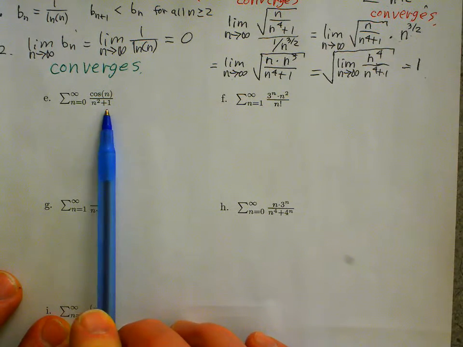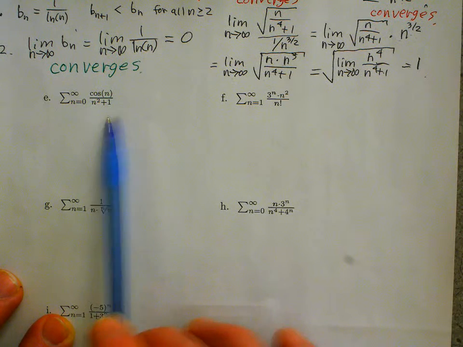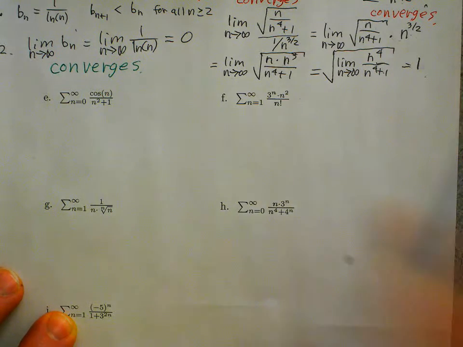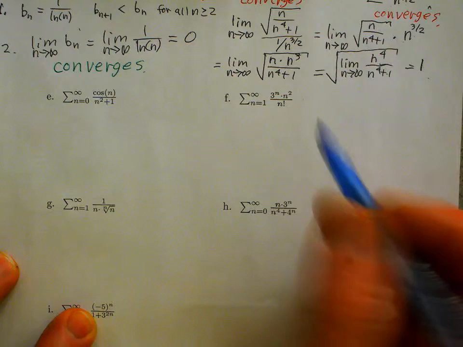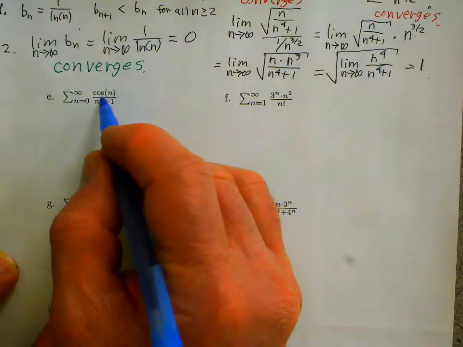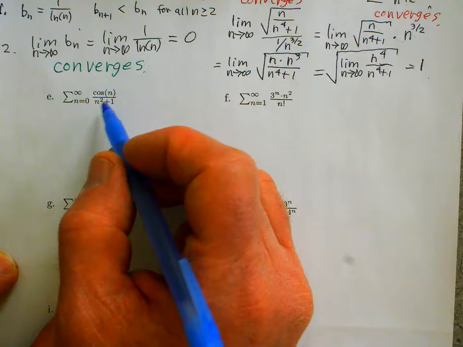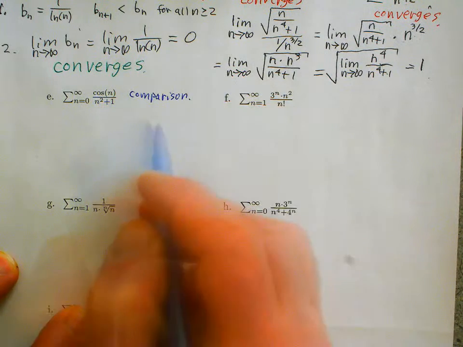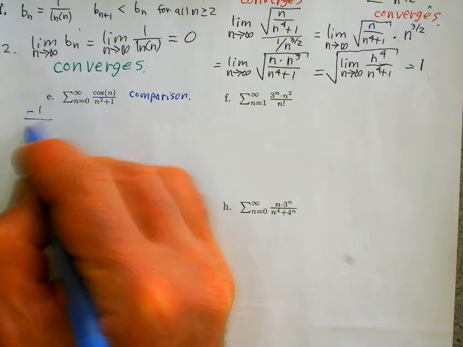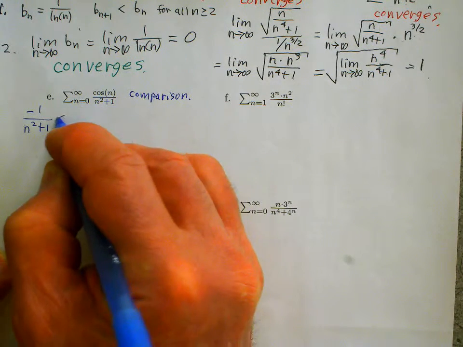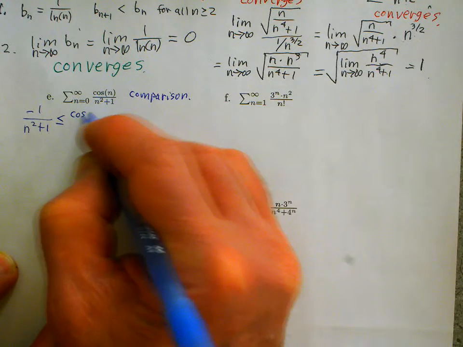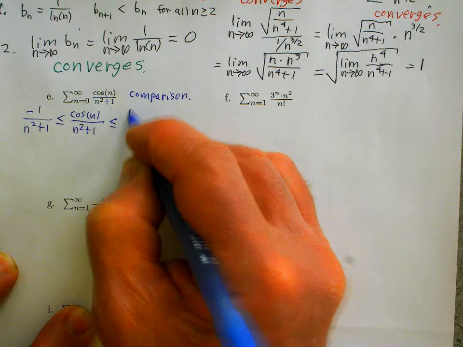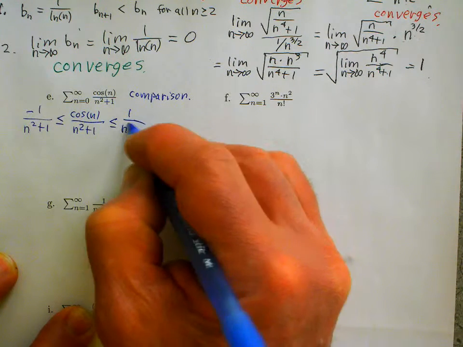All right, so this one, cosine of n, this is not an alternating series, but some of the terms are negative and some of them are positive. So what we do know is cosine of n is between -1 and +1. So if we do a comparison test, first we note that -1 over n squared plus 1 is less than or equal to cosine of n over n squared plus 1, and this is less than or equal to +1 over n squared plus 1.